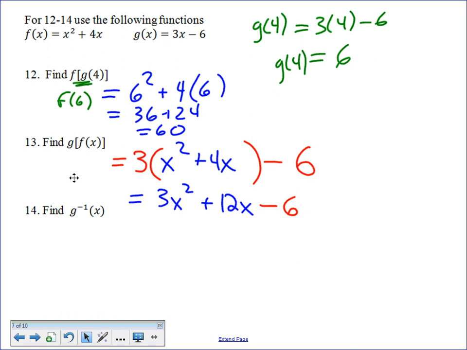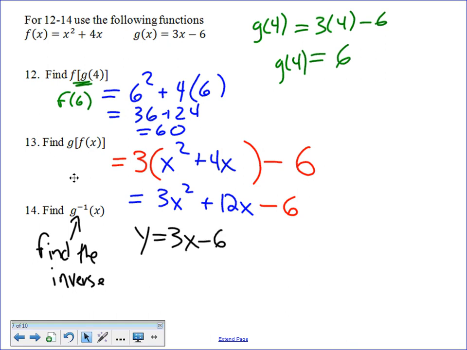And for the last one, remember what this means. This means find the inverse. So the trick for finding the inverse is to rewrite it as y equals, and then switch the x and the y.